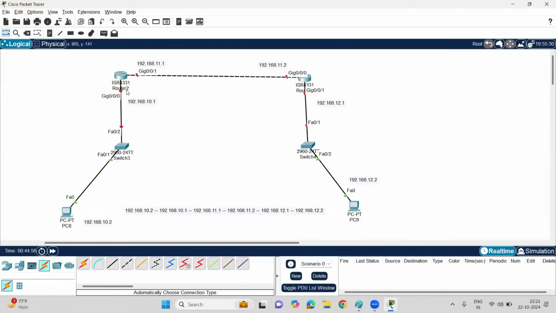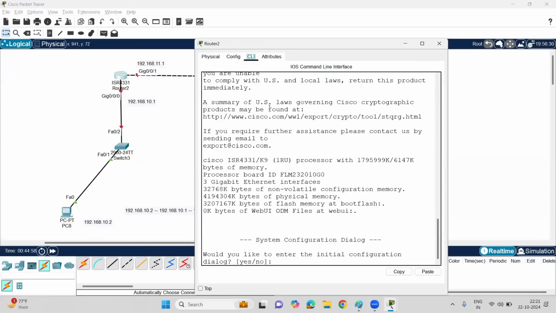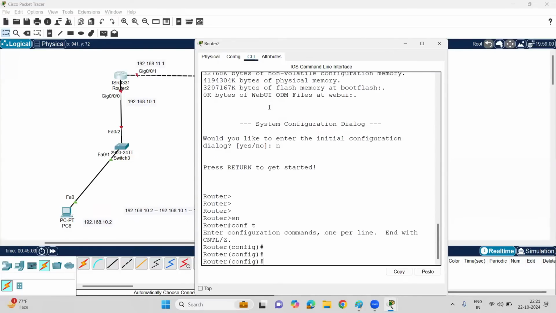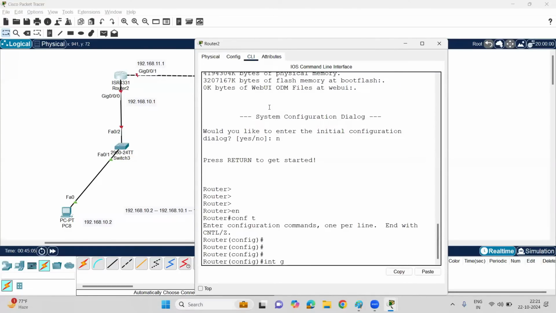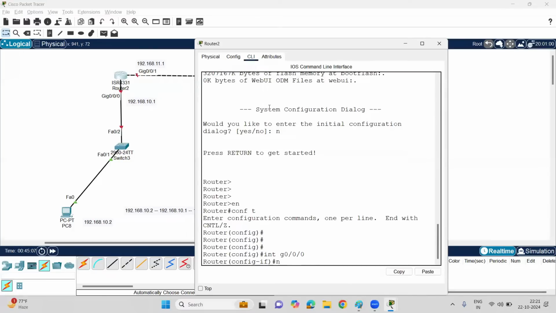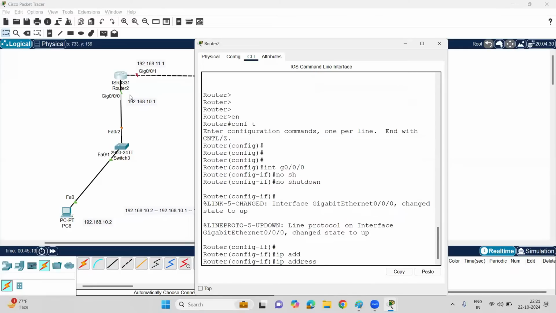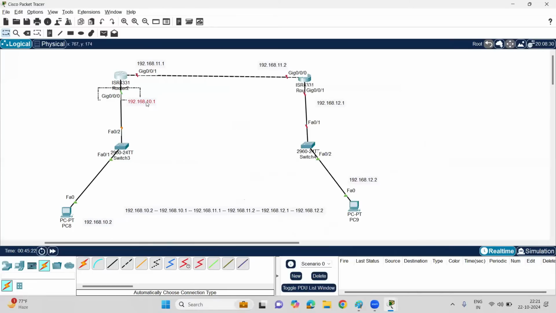Now let's provide the IP addresses to these routers. First, on this router: enable, configure terminal, interface G0/0/0, no shutdown, to turn on the interface. Then provide the IP address 192.168.10.1 and 255.255.255.0. We have provided the IP address to this interface.